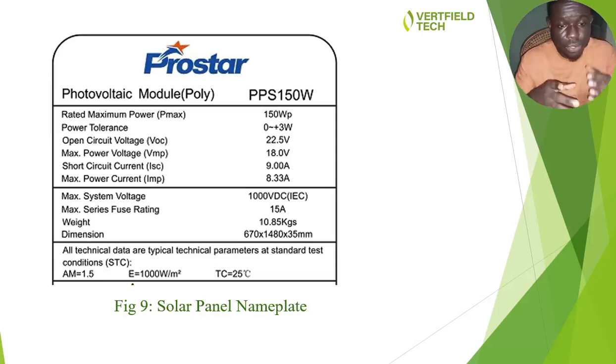You can also see the maximum series fuse rating to be 15 amps. In some solar panels, the manufacturers can specify it to be 20 amps. Please make sure you use a 20 amps fuse while you are wiring up your solar panels. You can also see the other standard test conditions: the irradiance 1000 watt per meter square, and your temperature to be 25 degrees centigrade, which means if this solar panel is heated up to say 40 degrees, you will have issues in this your solar panel.